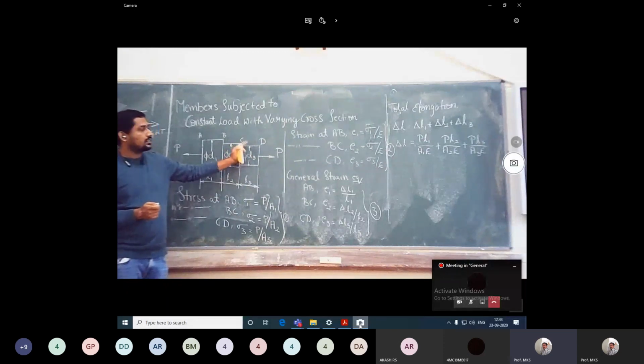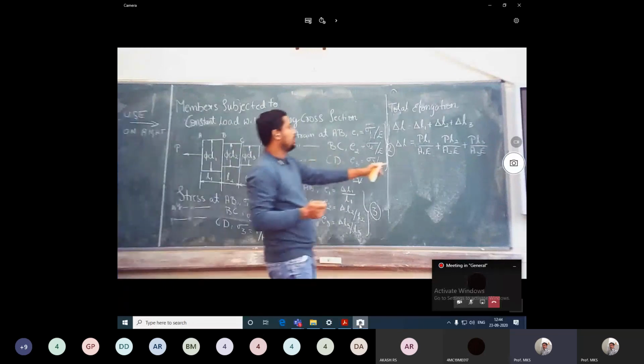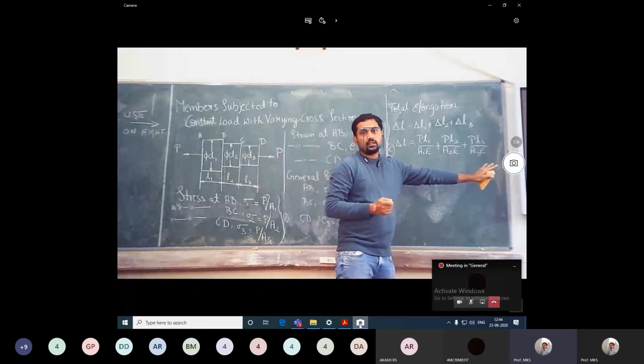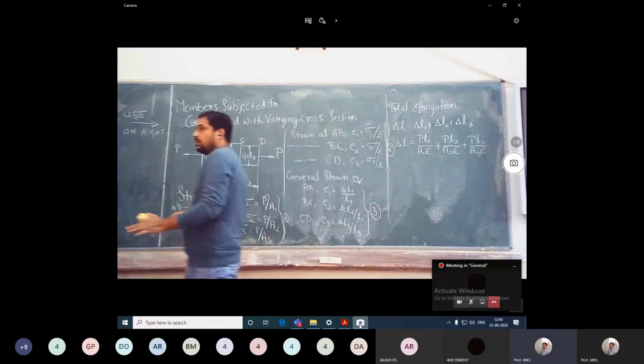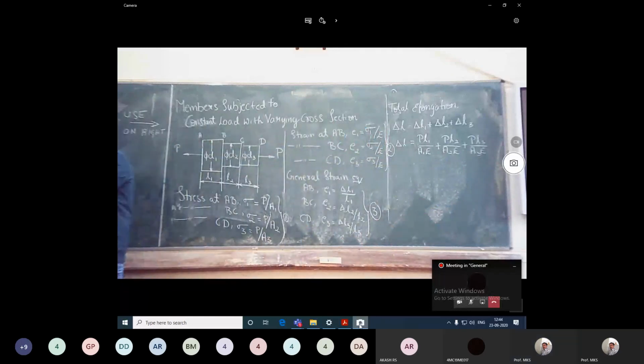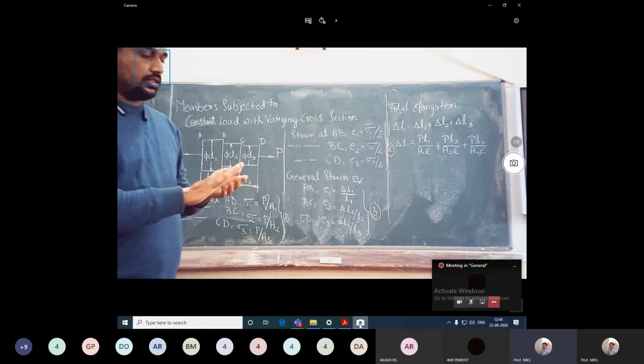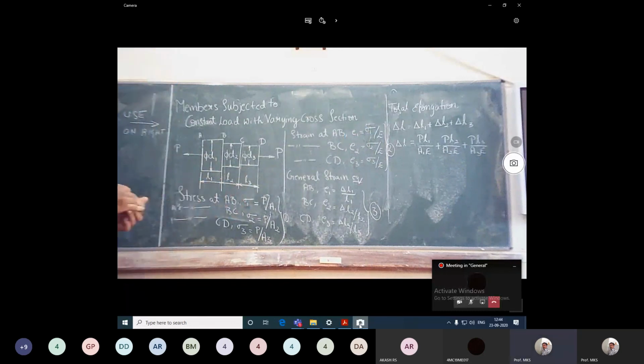Then you can take E as E1 plus E2 plus E3 only. Instead of E, it will be E1, E2 and E3 if different material is there. Right? So is there any doubt? It is similar to what was derived in the last class. It is just the same thing written with all the three cross sections, so it is a small derivation.